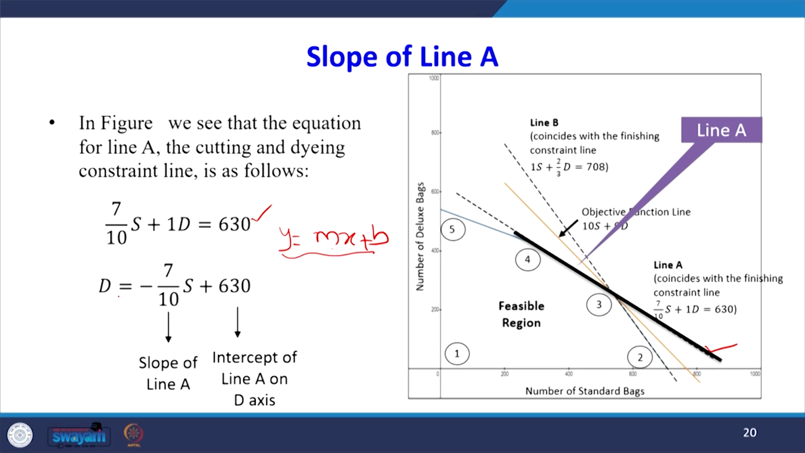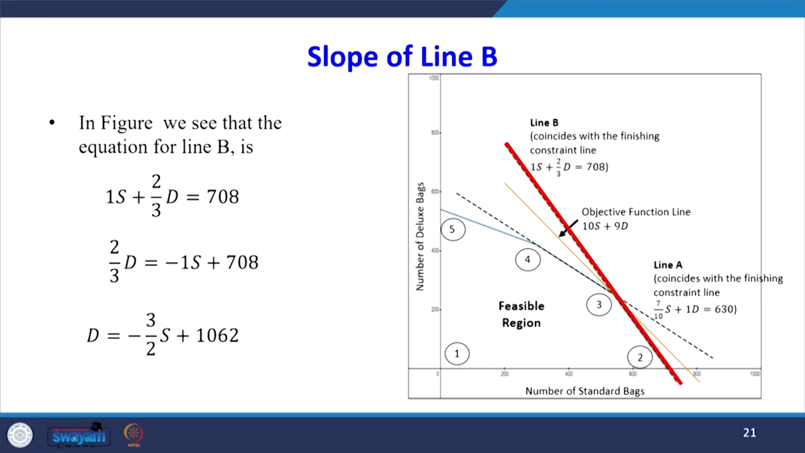So, when you simplify d, you will get minus 7 upon 10 s plus 630. The minus 7 upon 10 is the slope of your line A. The 630 is the intercept of line A on the d axis. Similarly, we will find the slope of line B.